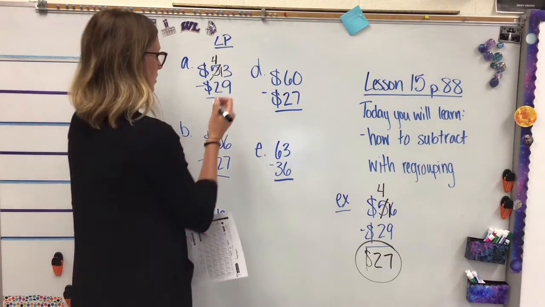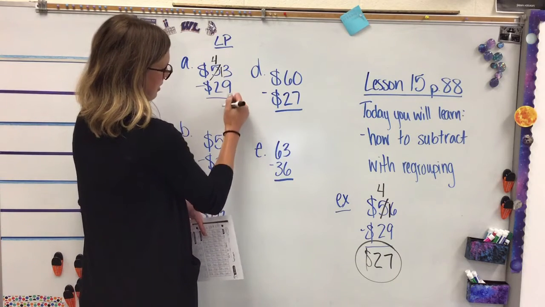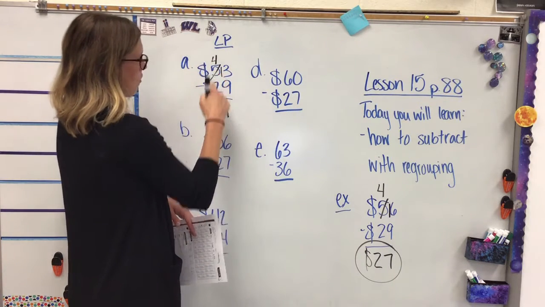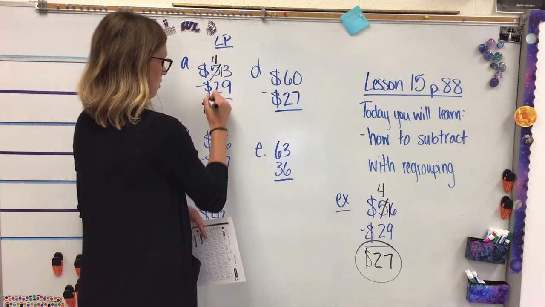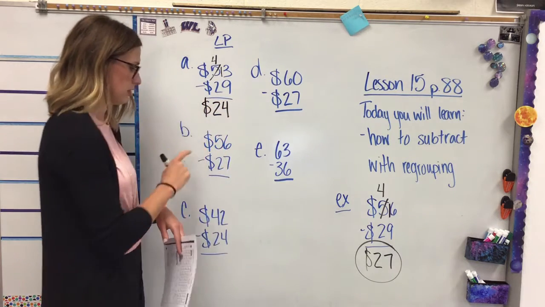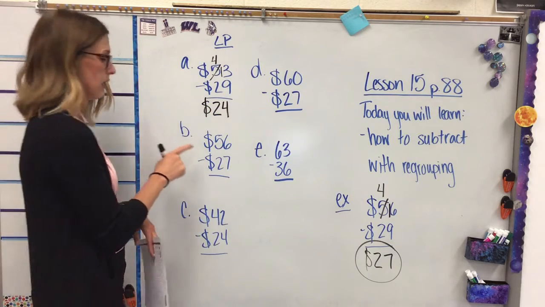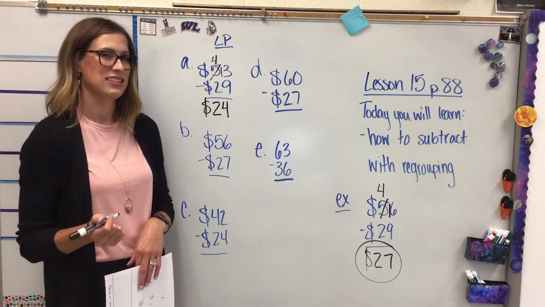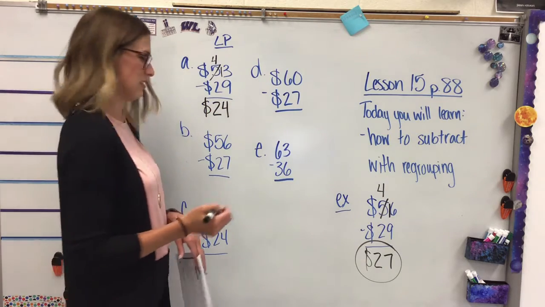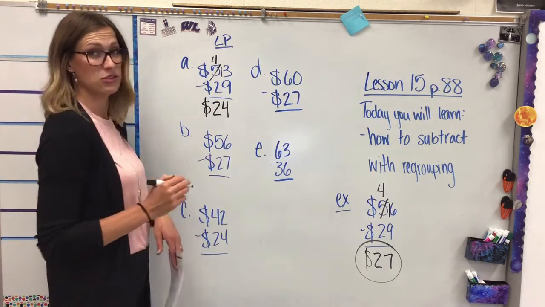All right? Let's get going. 13 minus 9 is 4. 4 minus 2 is 2. So I get 24. Let's move on to B. 6 minus 7. Can I take away 7 from 6? No, 7's bigger than 6. So 6 minus 7, can't do that.